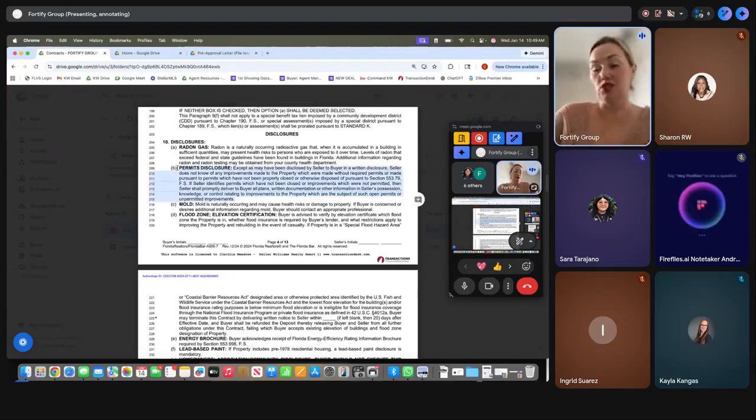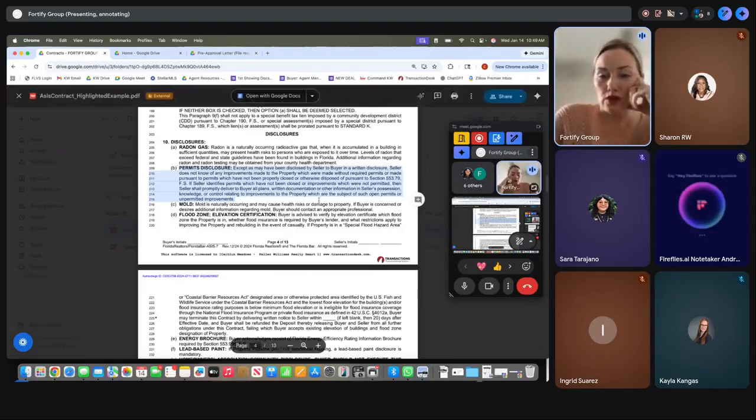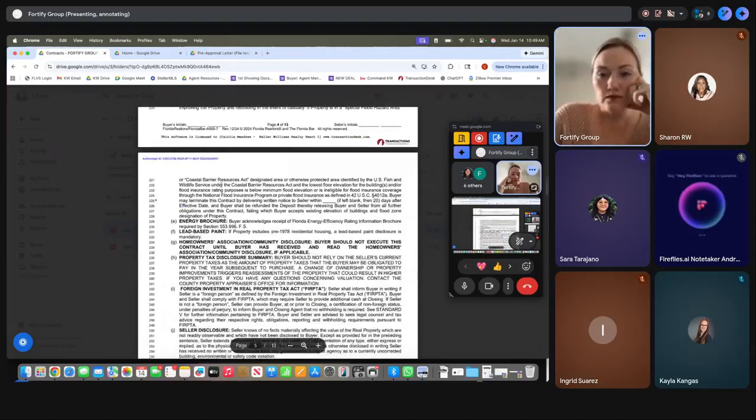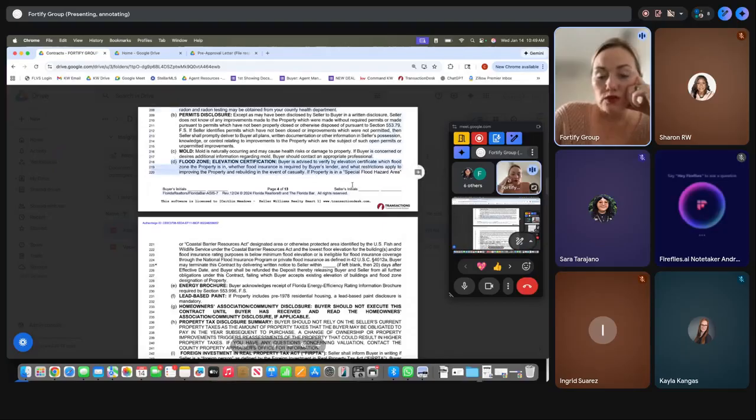Someone might have done additions to a home and it not be permitted. So read through this, make sure you're comfortable with it. Same thing with mold. It's naturally occurring in Florida. Flood zones, elevation certificates, those change from time to time. Those are not written in stone.